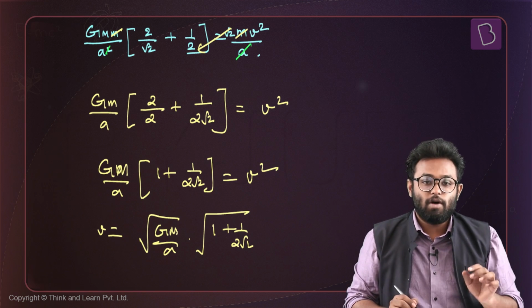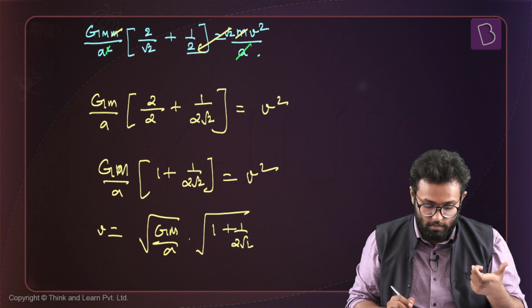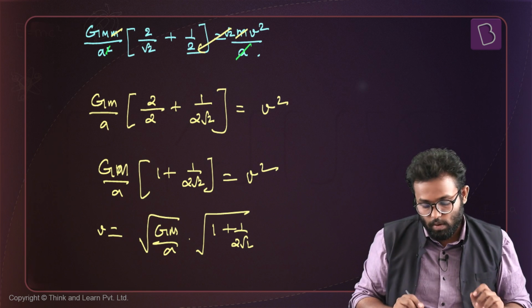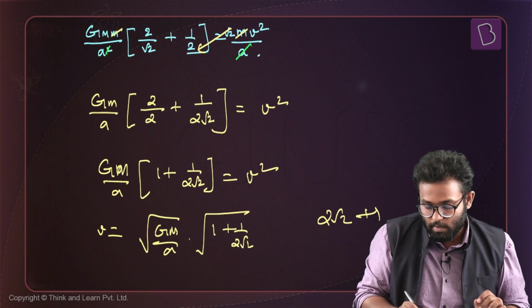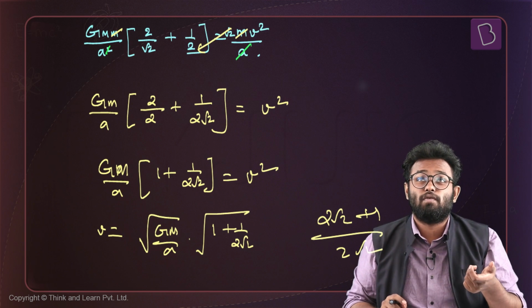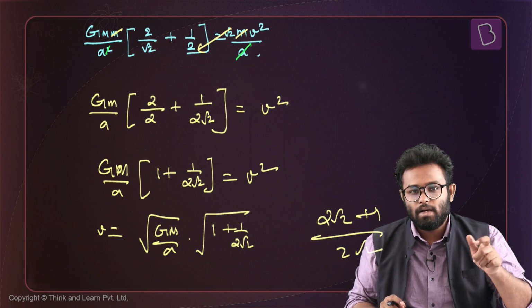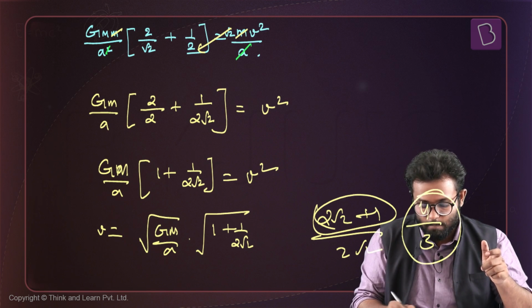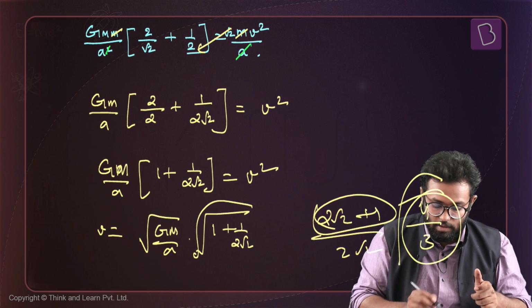Okay, but when I look at the options, they are given in decimal points, so I have to find that out. What would this be? 1 plus 1 by 2 root 2 is 2 root 2 plus 1 by 2 root 2, right? What is 2 root 2? Root 2 is like 1.414, so 2 root 2 is close to 3. So 3 plus 1, I can say this is close to 4 by 3, and I have to take the under root of that because everything is in an under root.